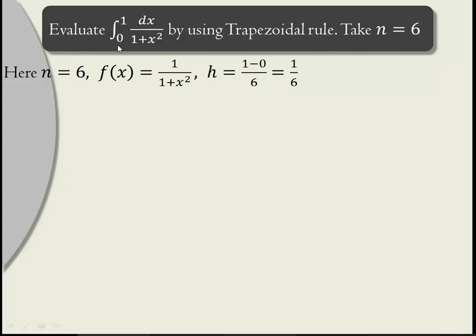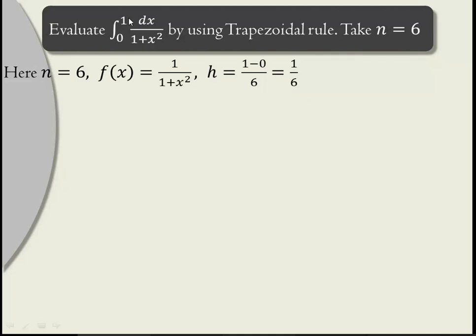So the first value of x will be a, that will be 0, and the last value of x will be 1. How to get in-between values? At the first value, add h to it. x0 plus h will be x1. x0 plus 2h will be x2. So add 1 by 6 at every point until you get 1.